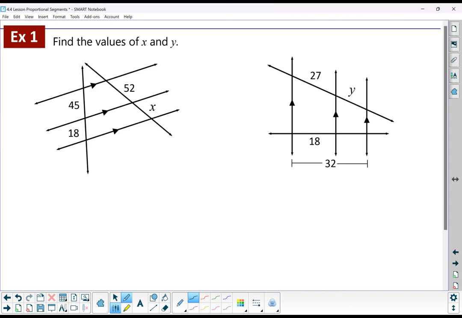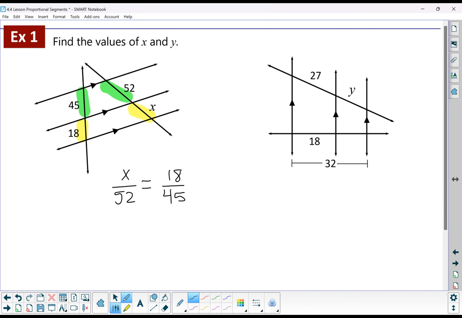So we're going to use that idea to set up some proportions to help us find some side lengths. Right in this first diagram, we're looking for the value of x. You can see that we've got these parallel lines being cut by a transversal. I like to start with the variable I'm trying to find, x, and put that over 52. If I do this one divided by this one, then I will also do this divided by this. So that will be equal to 18 divided by 45.